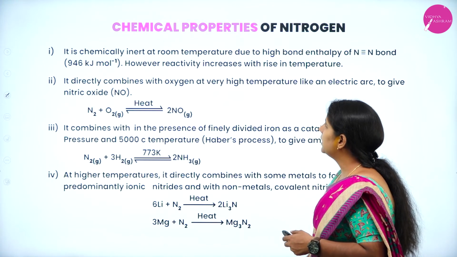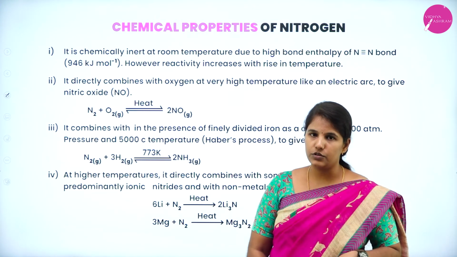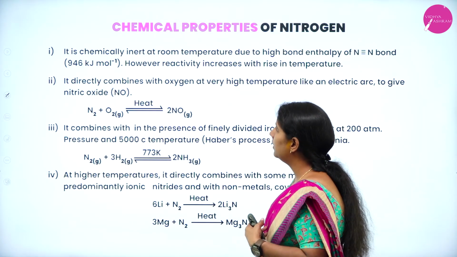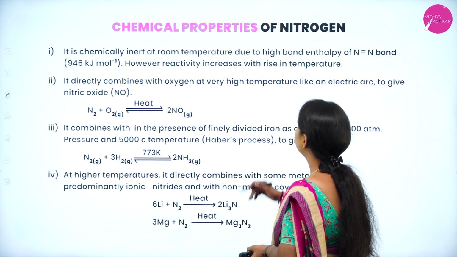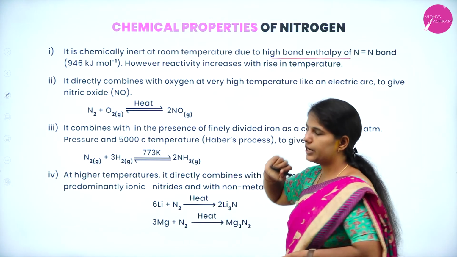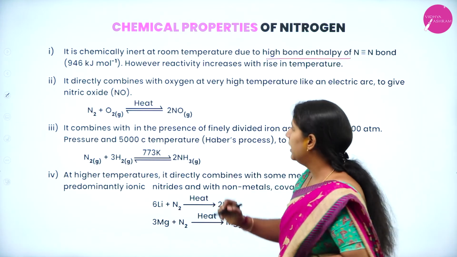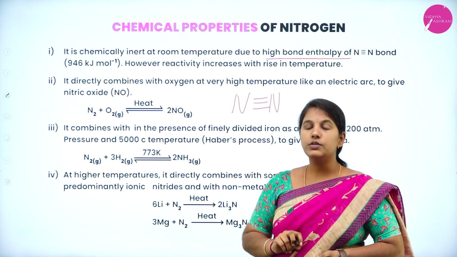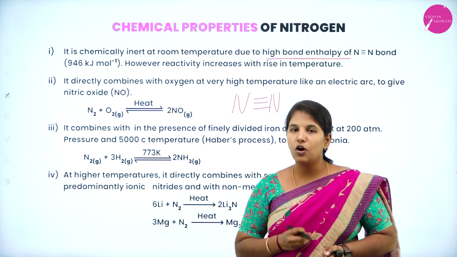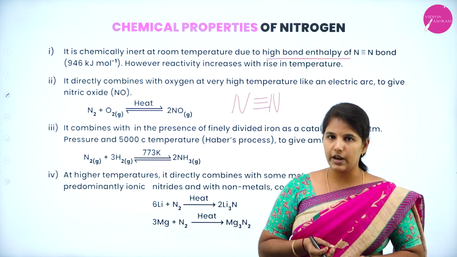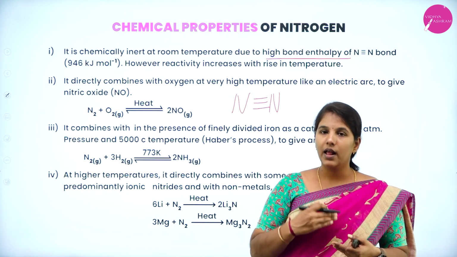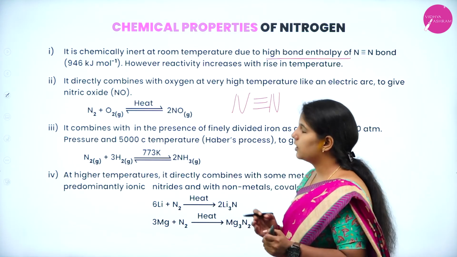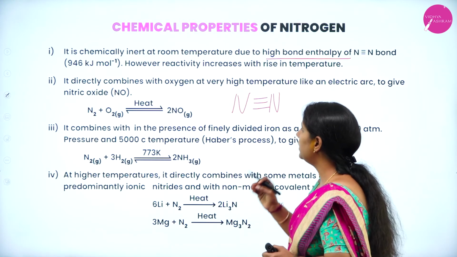Coming to the chemical properties of nitrogen. There are many chemical properties, and we'll understand them one by one. It is chemically inert at room temperature due to its high bond dissociation energy. Already I have explained that between the two nitrogen atoms we have a triple bond. So it is not easy to break the bonds between the two nitrogen atoms. It requires higher energy, hence its bond dissociation energy is quite high, around 946 kilojoules per mole.